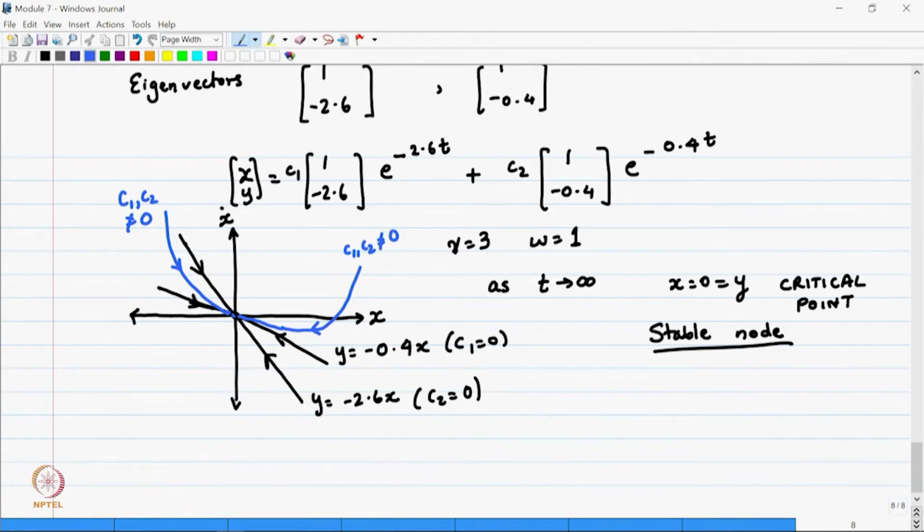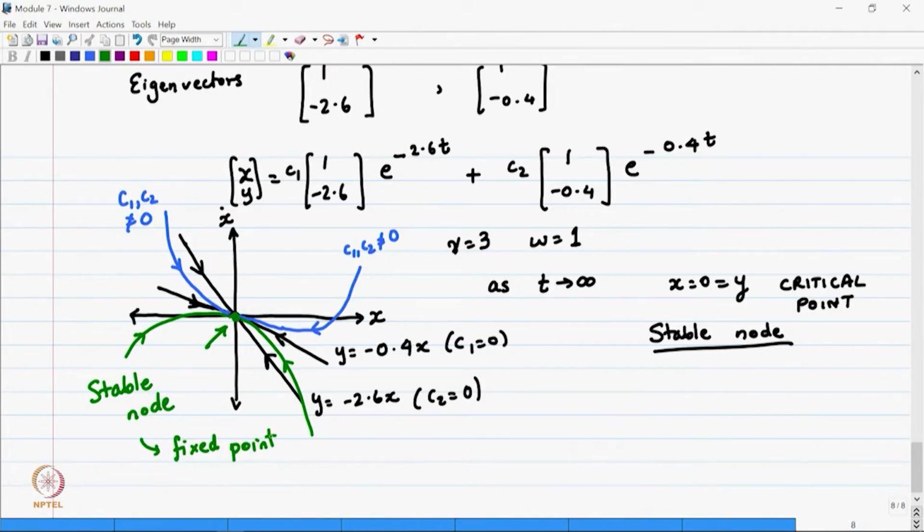You could also have solutions where, based on the value of C1, C2, you could also have something like this. So, whatever it is, you end up at this, which is called a stable node. It is a critical point, or it is sometimes called a fixed point.